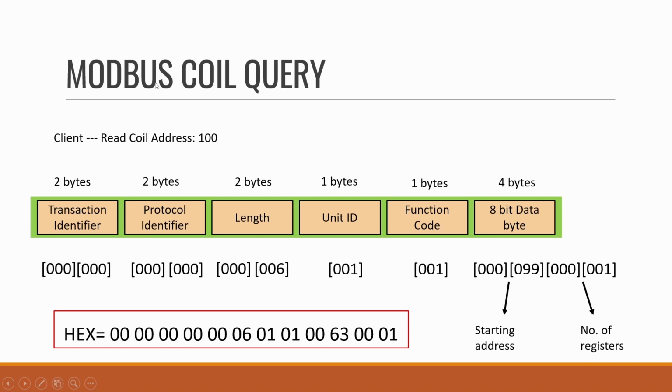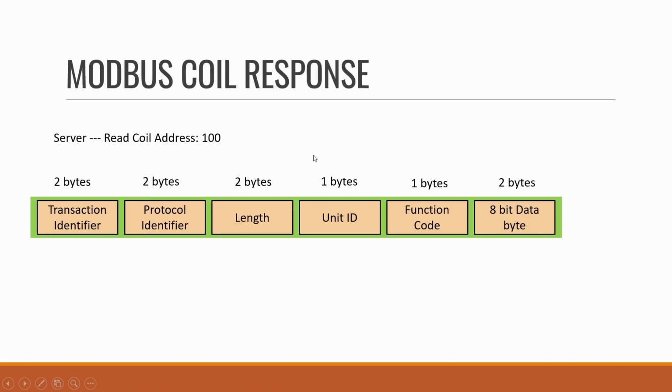So what will be the response of the server to this query? This will be the Modbus coil response of the server to the query. In the data frame, you can see there are only 2 bytes. What are these 2 bytes? The last byte represents the value of the register, and the one before it represents the remaining length of the data frame. What is the length of the coil? It is a single bit value. So there is only 1 byte here, and this becomes 1.